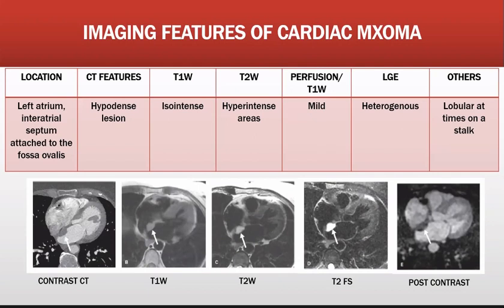Imaging features of cardiac myxoma are as follows. For its location, the typical location is in the left atrium, interatrial septum attached to the fossa ovalis. CT demonstrates a hypodense lesion. T1 is iso-intense, T2 is hyperintense, perfusion is mild, while late gadolinium enhancement is heterogeneous.